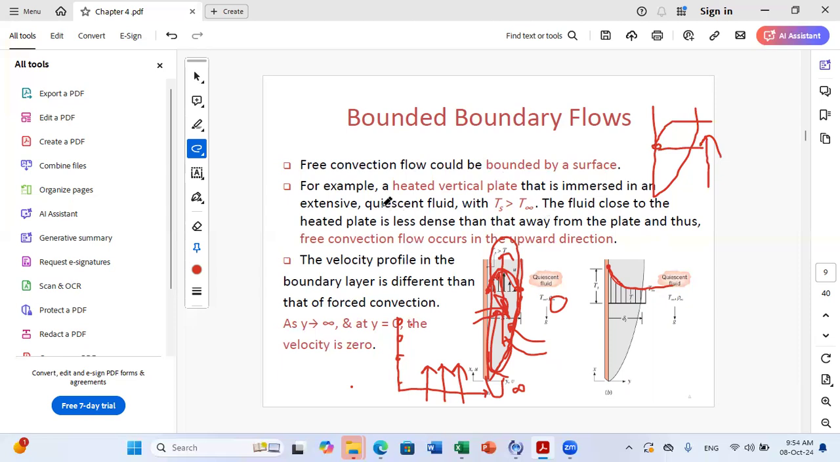So for example, a heated vertical plate that is immersed in an extensive quiescent fluid with Ts larger than T infinity: the fluid that is close to the heated plate is less dense than away from the plate, and therefore free convection flow will occur. While if we consider forced convection, when y tends to infinity, the velocity is large. While here, when y tends to infinity, the velocity is zero in the case of natural convection.